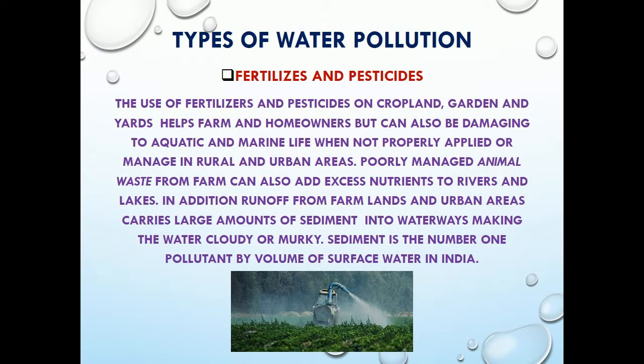Fertilizers and pesticides. The use of fertilizers and pesticides on cropland, gardens and yards helps farmers and homeowners, but can also be damaging to aquatic and marine life when not properly applied or managed in rural and urban areas. Poorly managed animal waste from farms can also add excess nutrients to rivers and lakes. In addition, runoff from farmlands and urban areas carries large amounts of sediment into waterways, making the water cloudy or murky. Sediment is the number one pollutant by volume of surface water in India.